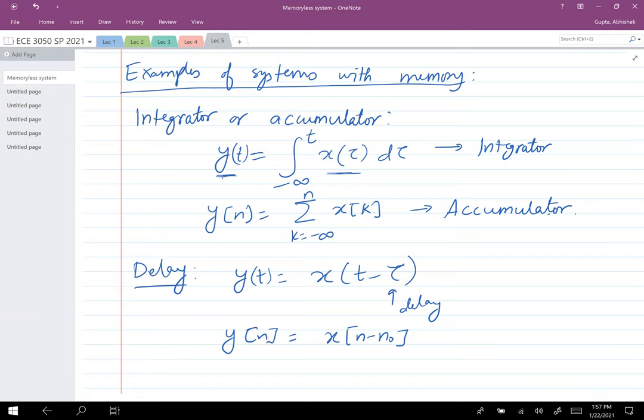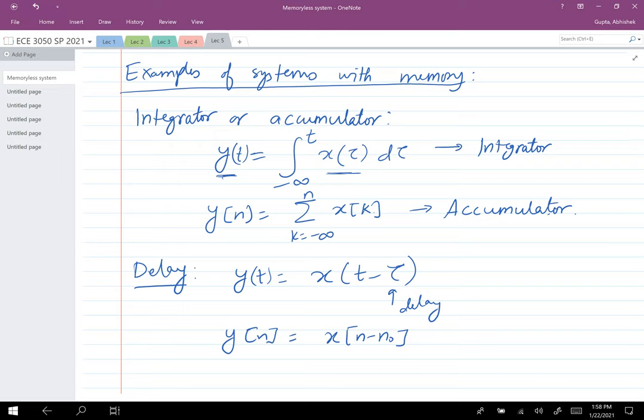If you can remember, a capacitor integrates current. So capacitor basically acts as an integrator for current, and the output would be the potential difference across the capacitor. So that's an integrator system. That's a system with memory. Capacitor is a system with memory. Resistor is a system without memory. So the potential difference across resistor is just the current multiplied by the resistance itself. So that's a memoryless system. Resistor is a memoryless system. Capacitor is a system with memory.